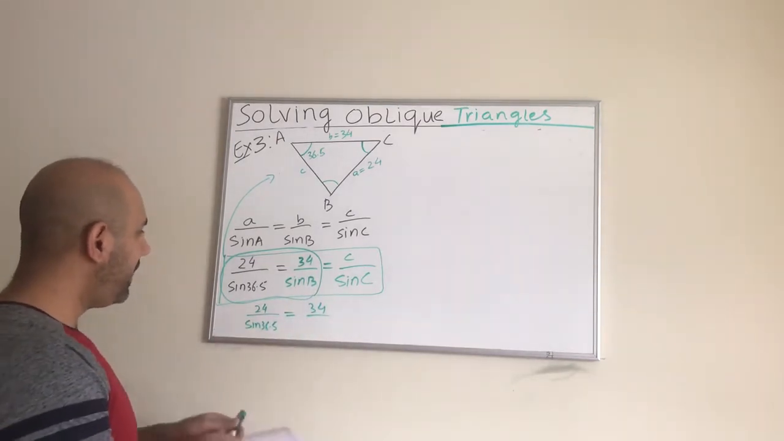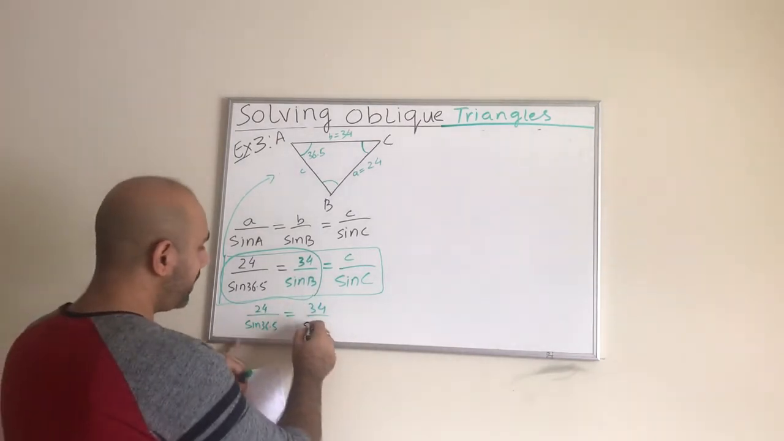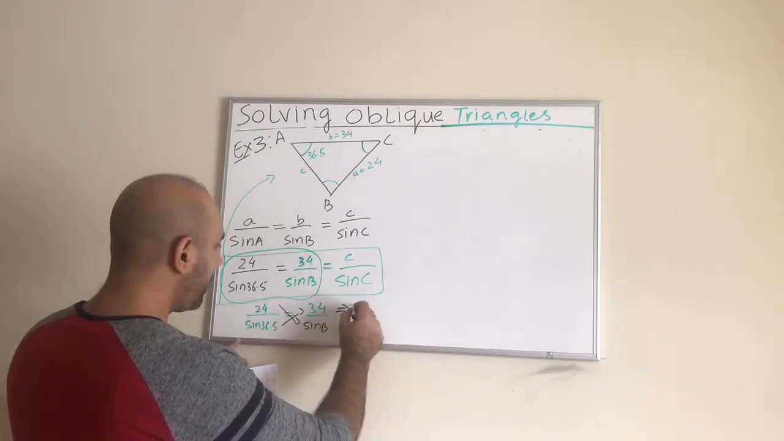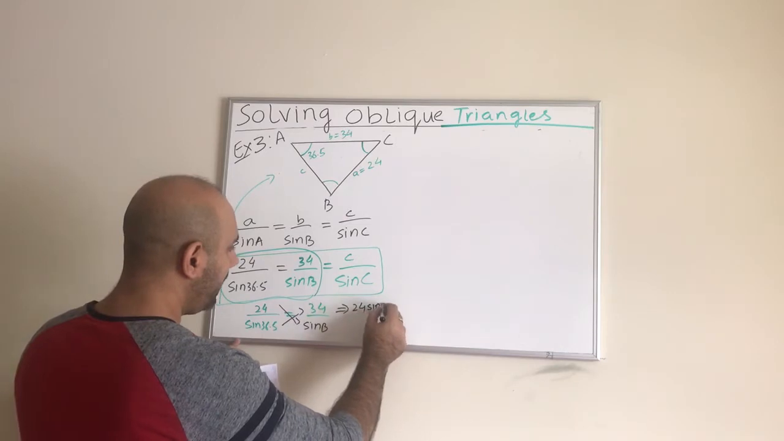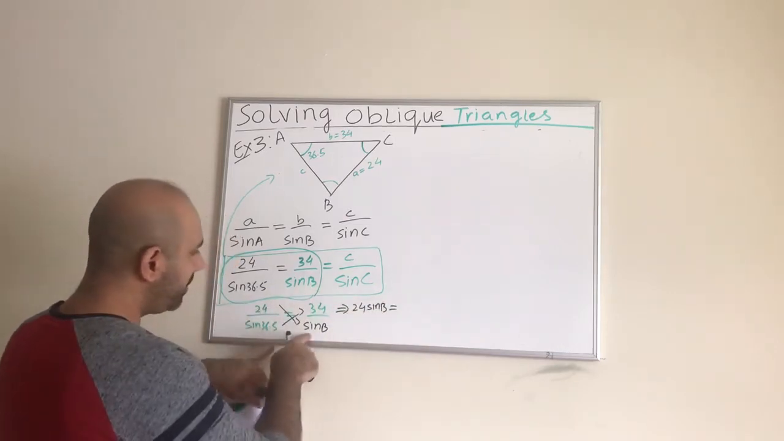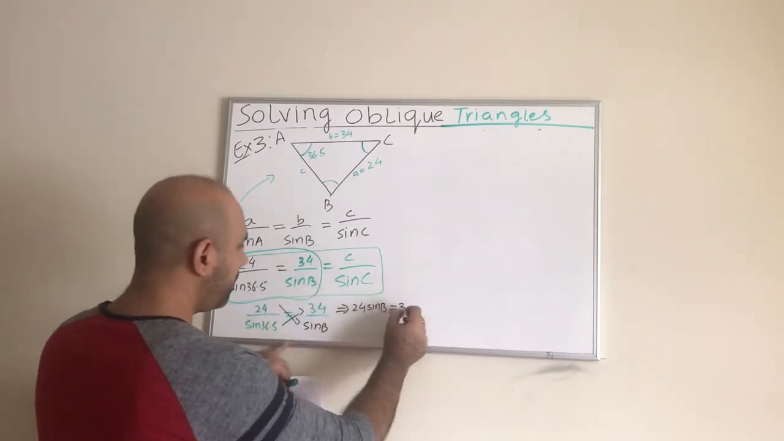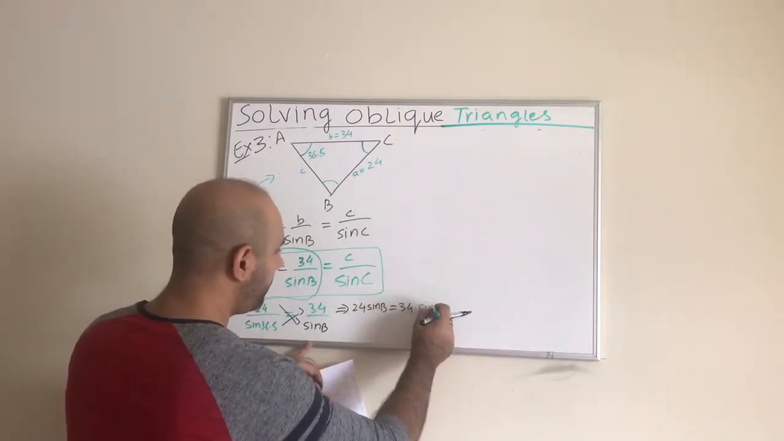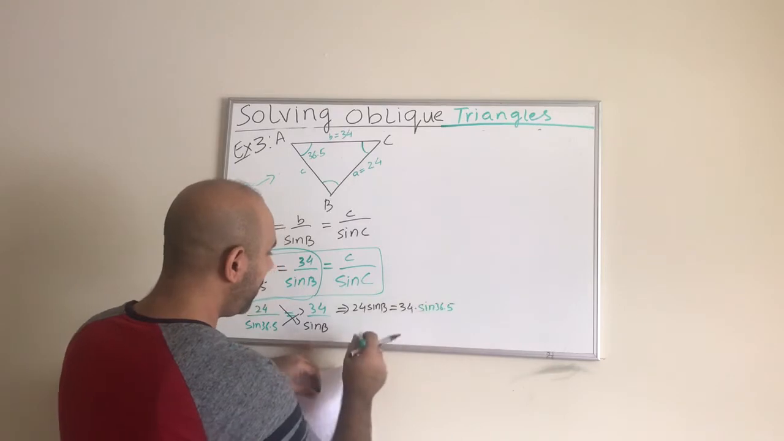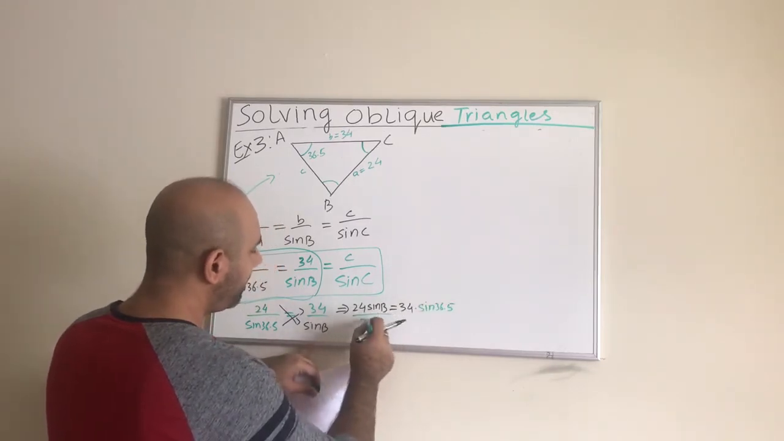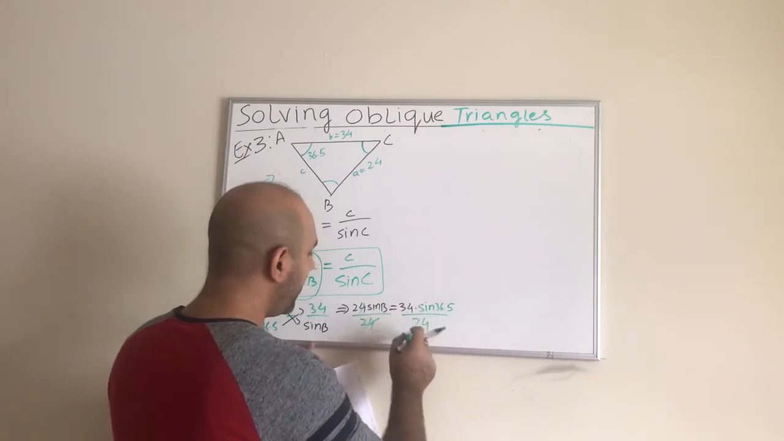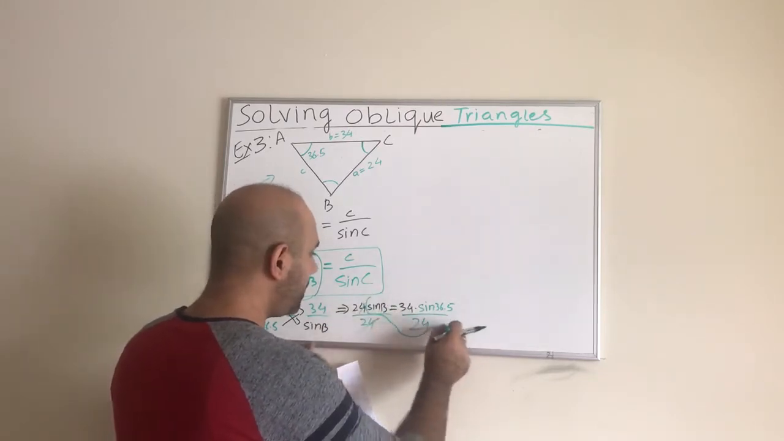To find the measure of angle B, we have to first cross multiply. If we cross multiply, we get 24 times sine of B, and then 34 times sine of 36.5. In order to find B, we have to first divide both sides by 24. So this will cross out, and also on the right hand side. So now we have this equation right here.